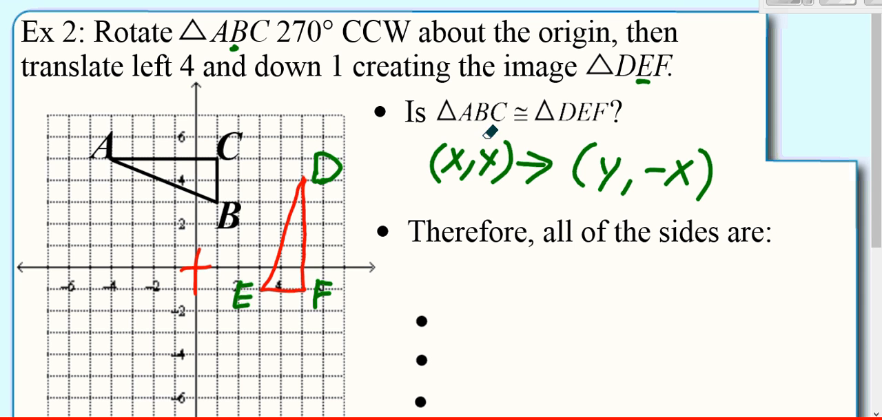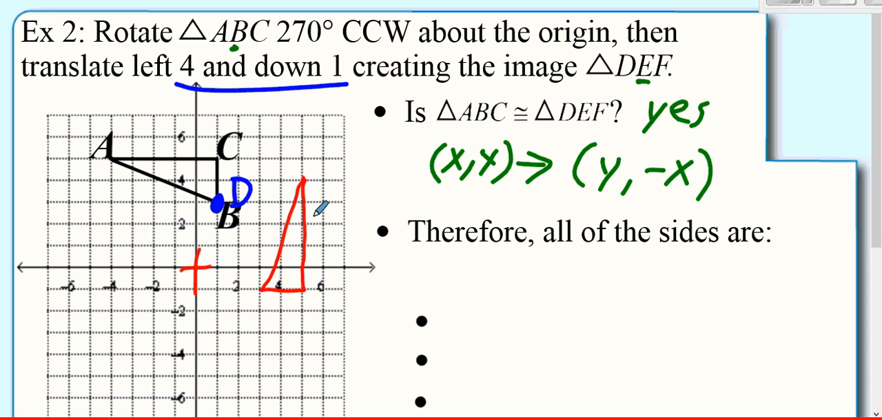So therefore all the sides, well first we got a question here. Is triangle ABC congruent to DEF? Yes, they're congruent. That's a rigid motion. Oh, we didn't translate yet. I got to finish that off. But both of those, rotations and translations, are both rigid. So yes, they're going to be congruent. So let's finish this off. Left 4, down 1. So each point, left 4, down 1.